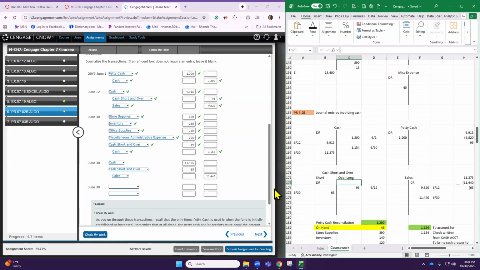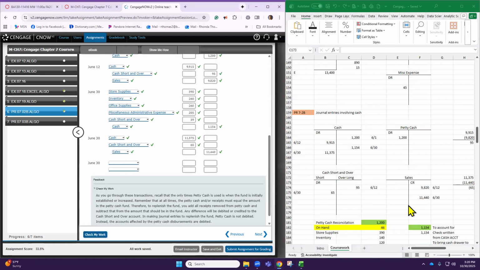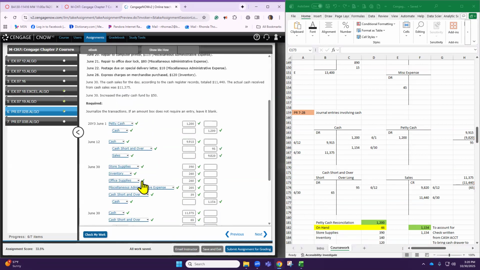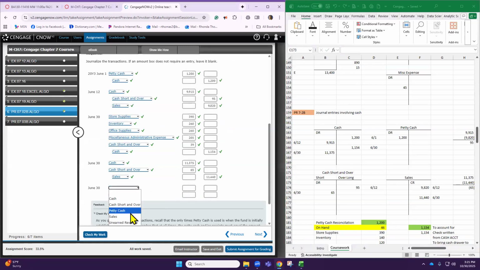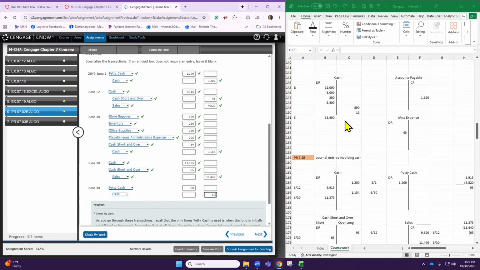Okay, last entry. The only time we worked with petty cash, the account itself, was when we established it. Now on June 30th, they actually think they need to keep more. So they're going to increase the petty cash fund by 50 bucks. So we're going to use that same entry that we did to create the petty cash. So up goes petty cash by 50 bucks, and down goes the real cash account, because we're writing another check from this cash account.